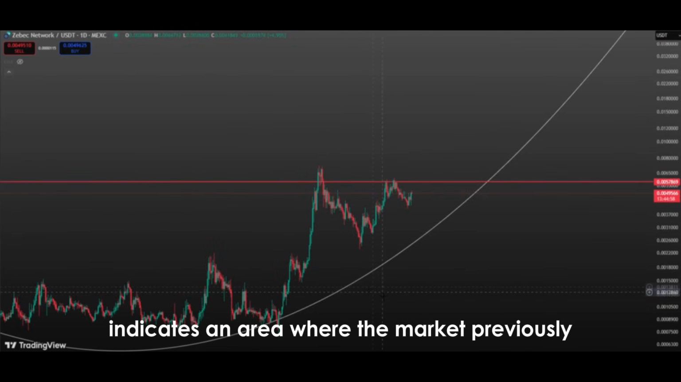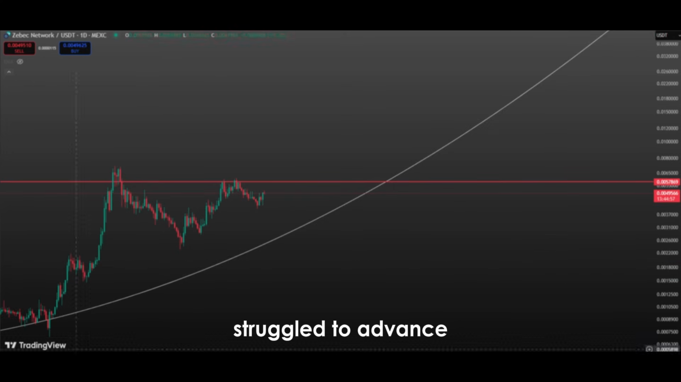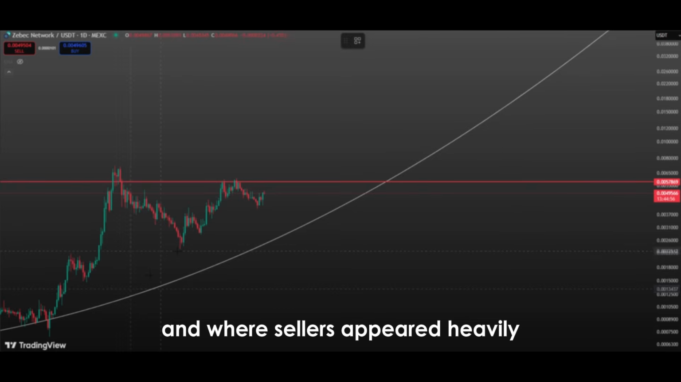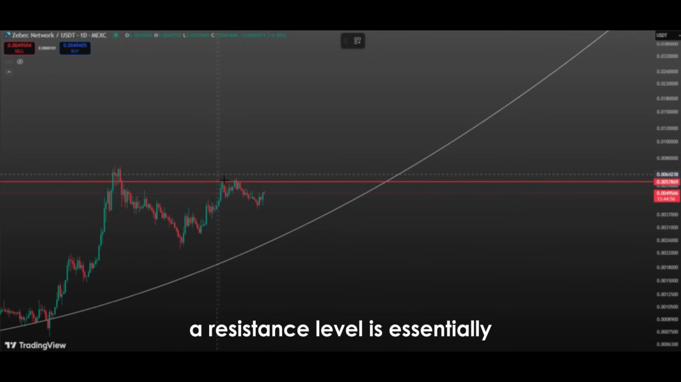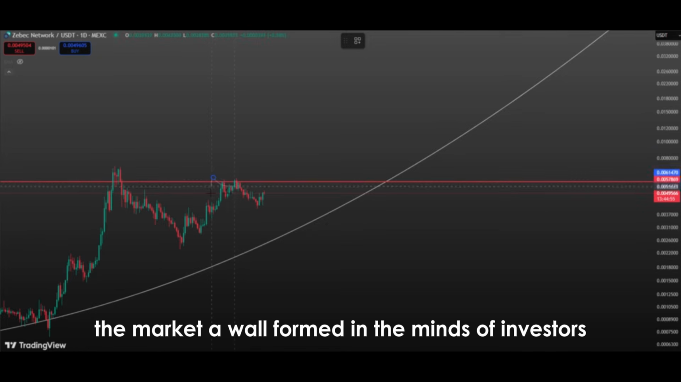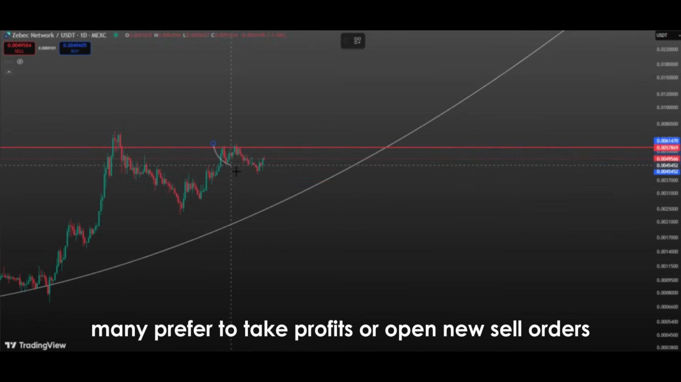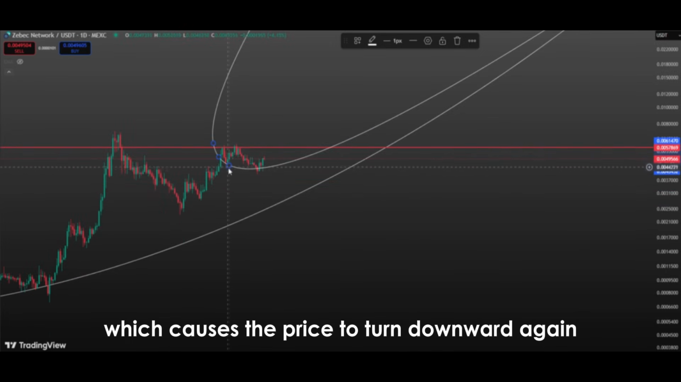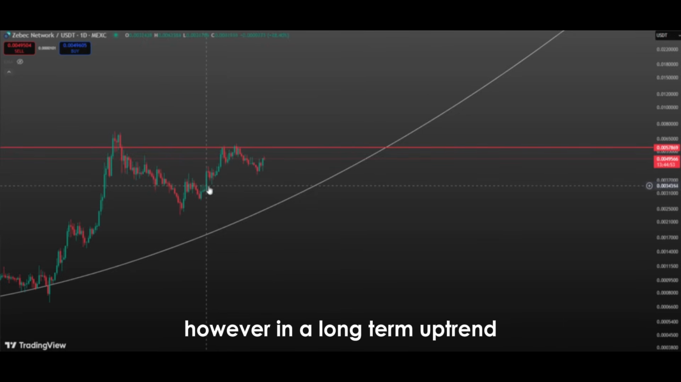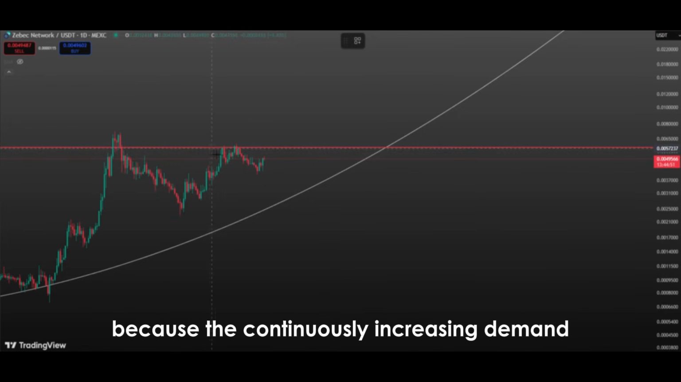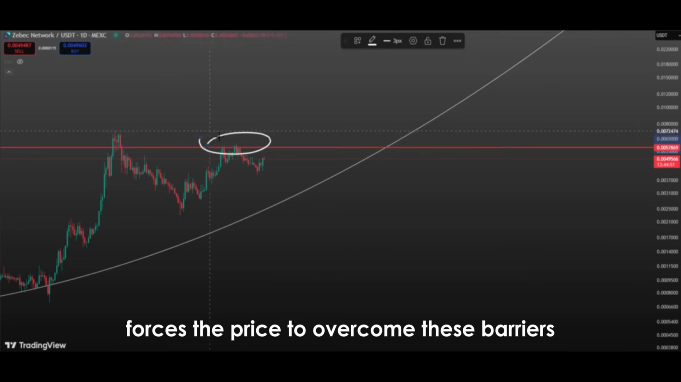The existence of a resistance level above the price always carries great importance in technical analysis because this point indicates an area where the market previously struggled to advance, where buyers lacked sufficient strength, and where sellers appeared heavily. A resistance level is essentially a psychological barrier in the market, a wall formed in the minds of investors. Every time the price reaches this level, many prefer to take profits or open new sell orders, which causes the price to turn downward again. However, in a long-term uptrend, breaking these resistances is only a matter of time because the continuously increasing demand forces the price to overcome these barriers.